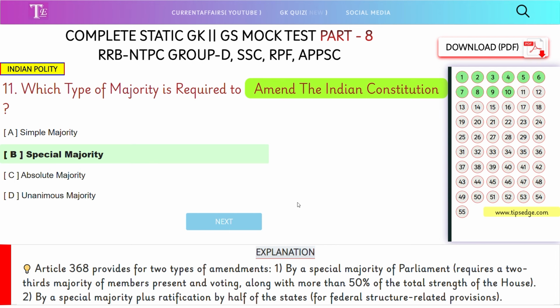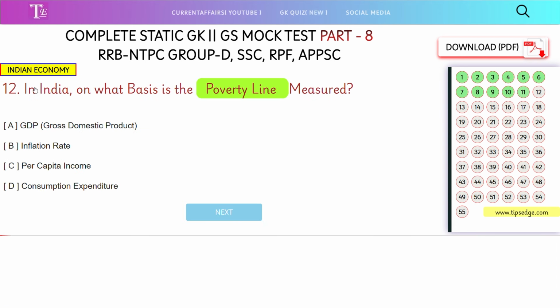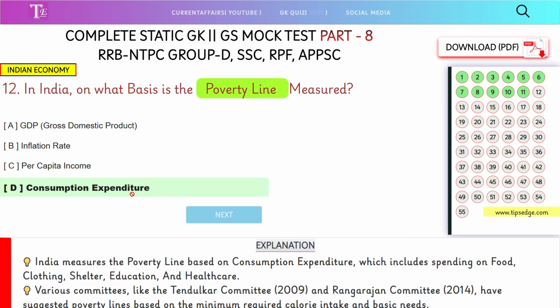Now moving to the 12th question. In India, on what basis is the poverty line measured? Answer: consumption expenditure.